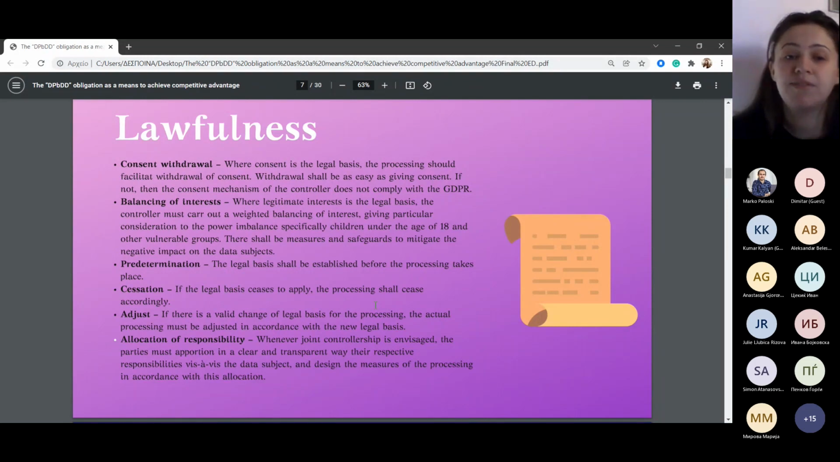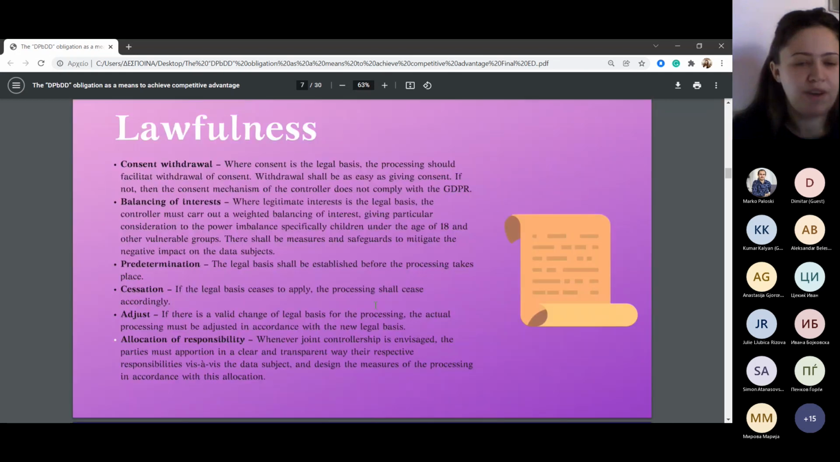Adjust: if there is a valid change of legal basis for the processing, the actual processing must be adjusted in accordance with the new legal basis. And of course, last but not least, allocation of responsibility is also very important. Whenever joint controllership is envisaged, the parties must apportion in a clear and transparent way their respective responsibilities vis-à-vis the data subject and design the measures of the processing in accordance with this allocation.